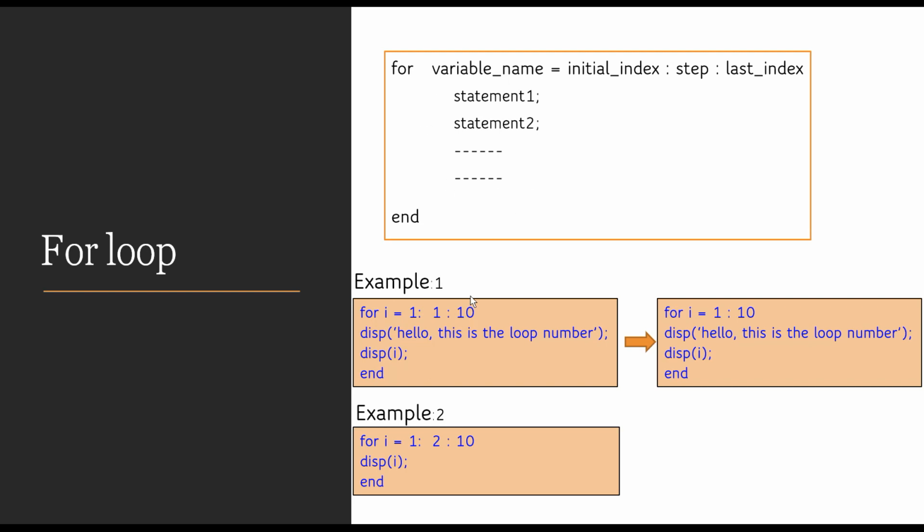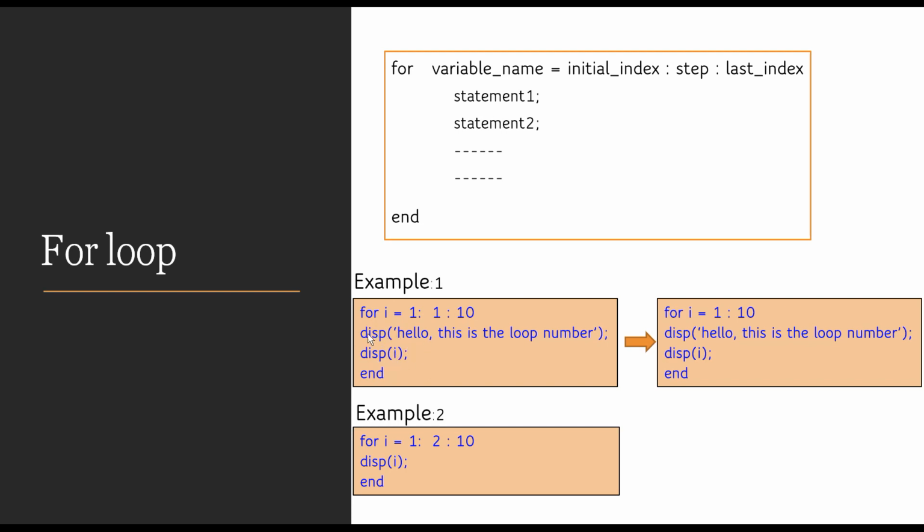So let's take this example. Here we have the for keyword and the end keyword, right? The variable name is i, and then the assignment operator, and then 1 is the initial index, and then the step is 1, and then 10 is the last index. That means I'm going to run this body, the two statements here, this one and this one. We're going to run them 10 times from 1 to 10, and we increase by 1. So it's 1, 2, 3, 4 up to 10, right? These two statements are going to run 10 times.